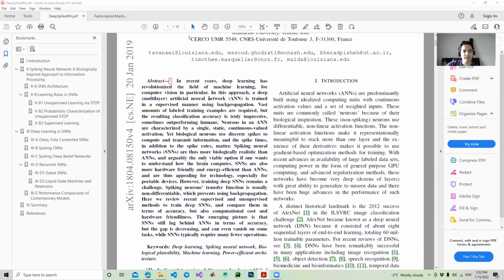Let's read. It says that in recent years, deep learning has revolutionized the field of machine learning, for computer vision in particular. In this approach, a deep multi-layer artificial neural network is trained in a supervised manner using backpropagation. A vast amount of labeled training examples is required, but the resulting classification accuracy is truly impressive, sometimes outperforming humans. Neurons in an artificial neural network are characterized by a single static continuous value activation. Yet biological neurons use discrete spikes to compute and transmit information, and the spike times in addition to the spike rates matter. So this is one of the facts I tried to mention.